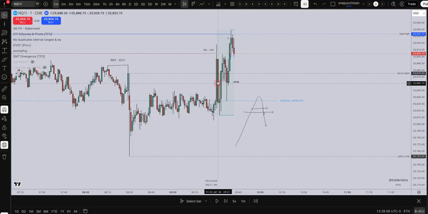But I don't want to see price flipping this into support, right? I don't want to be shorting above it. Even though my bias says to short above the daily EQ, the thing is I don't want to short into the daily EQ. I don't want that distance too close once again, okay?